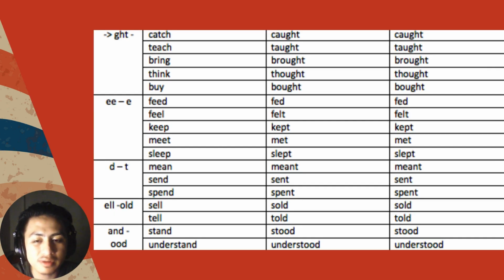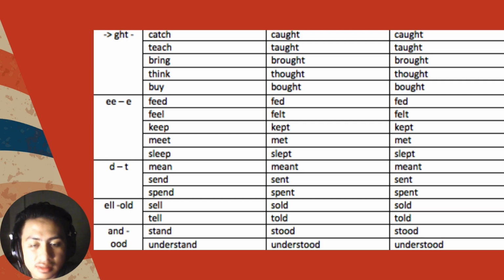So some verbs have to be changed to the sound ought at the back. For example, catch becomes caught, teach becomes taught, bring becomes brought. And then some other verbs that have two e's in them are to be shortened to one e. For example, the verb feed becomes fed, feel, felt, keep, kept, and so on. And then the verb that has d at the end is to be changed to a t sound at the back. So, for example, send becomes sent, spend becomes spent.